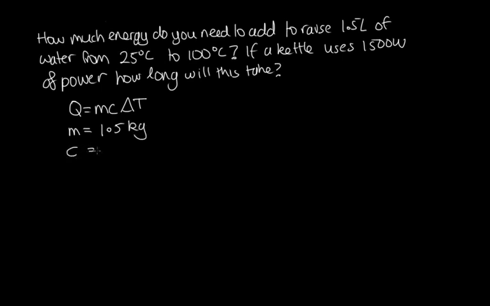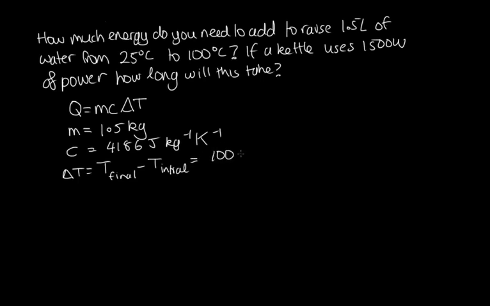The specific heat for water is 4,186 joules per kilogram per Kelvin, and the change in temperature is equal to the final temperature minus the initial temperature, which is equal to 100 degrees C minus 25 degrees C. So this is around about room temperature. So this gives us 75 degrees C is the change in temperature.